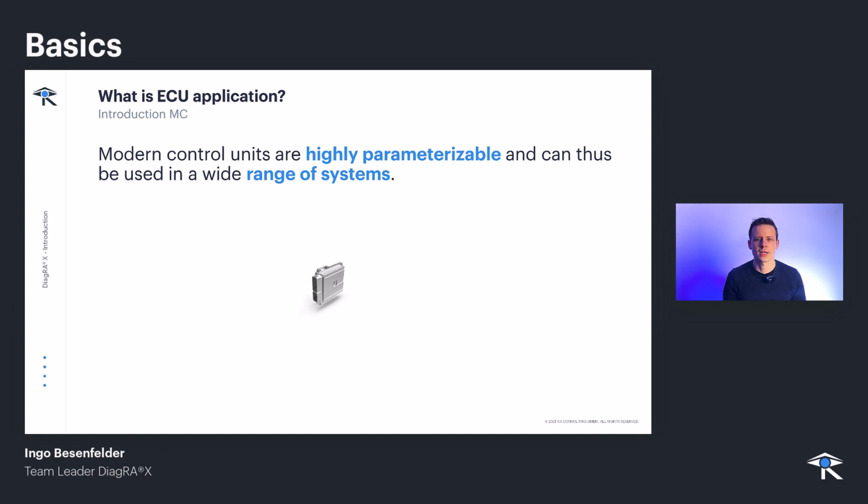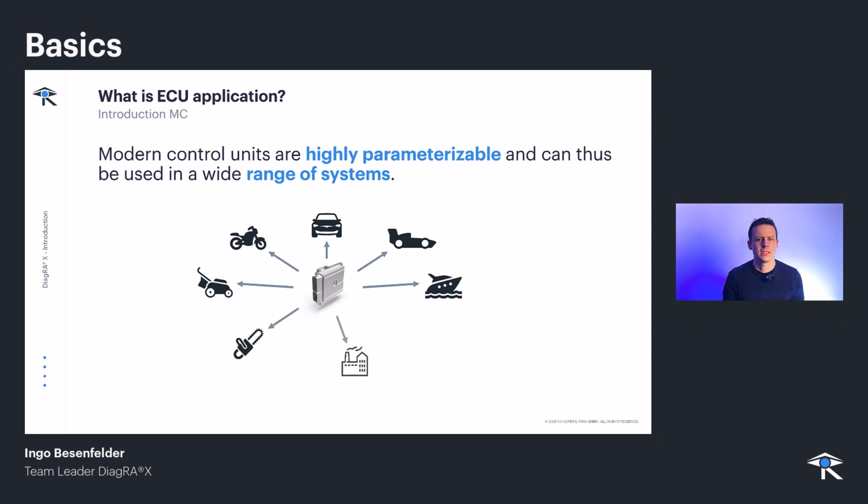Modern control units are highly parameterizable and can be used in a wide range of systems and sectors. For example, the same ECU could be used to control an engine of a car, a boat or even a lawnmower. Also, control units are not only used in the automotive industry, but also, for example, in forestry and gardening, heating systems, the electrical industry, and many more.